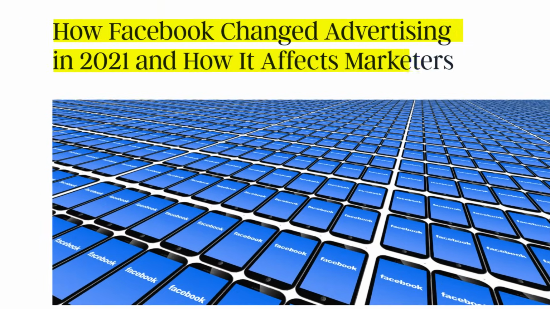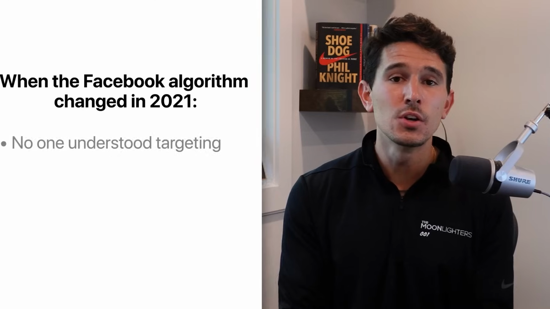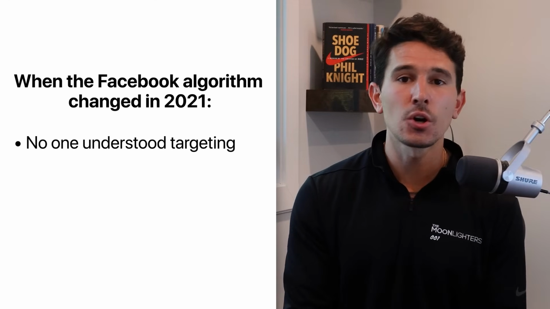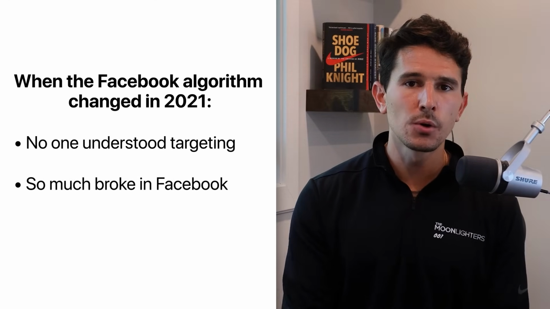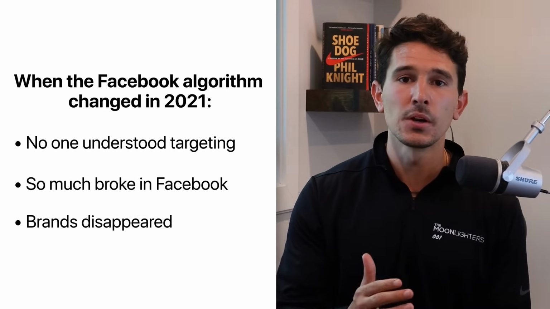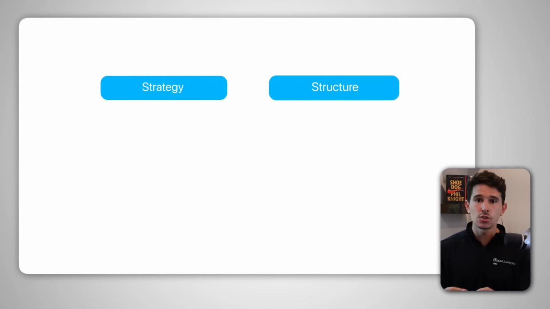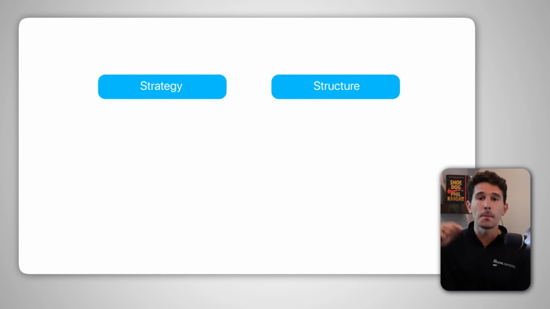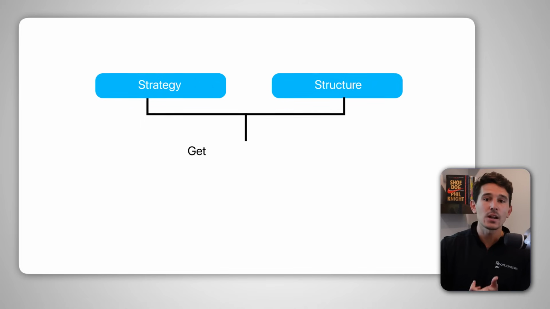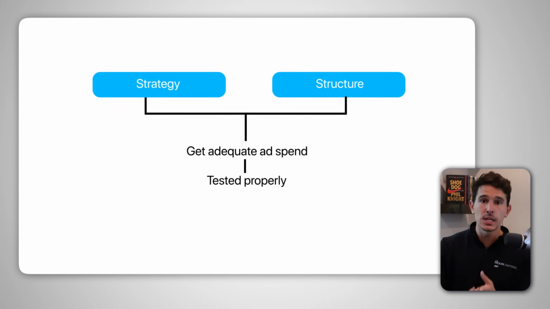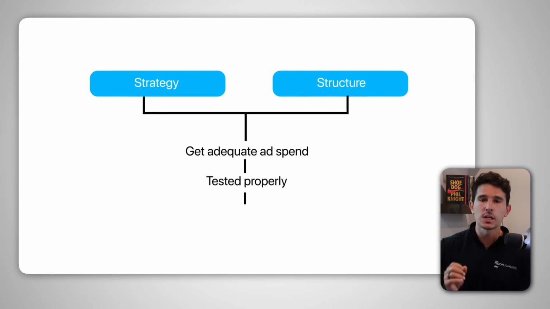Today, it's not. The reason that creative was king and the most important variable is because this lines up with the time when the algorithm completely changed. At the time, no one really actually knew how targeting was working properly. So much broke in Facebook and literally brands disappeared within a matter of weeks because Facebook died for them. Now, I'm not here to scare you and tell you that that's going to happen again, but I am here to tell you that a proper strategy and structure is now critical to making sure the best pieces of creative get their adequate ad spend, are tested properly, and then ultimately, and most importantly, are scaled.